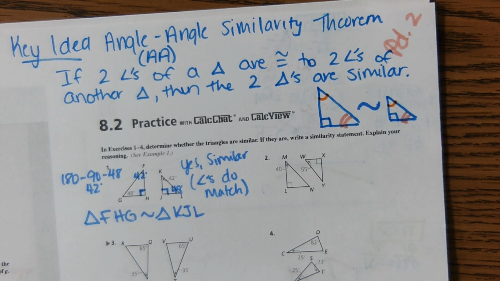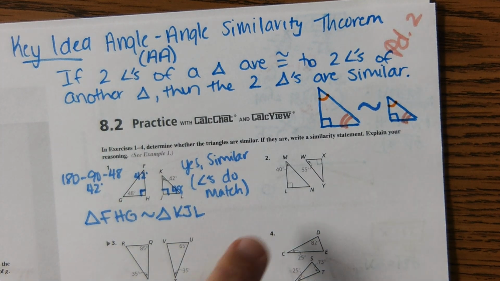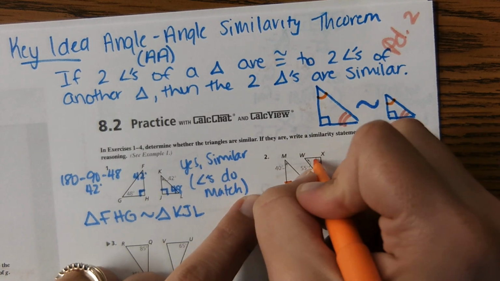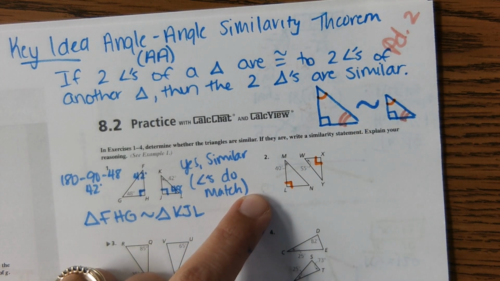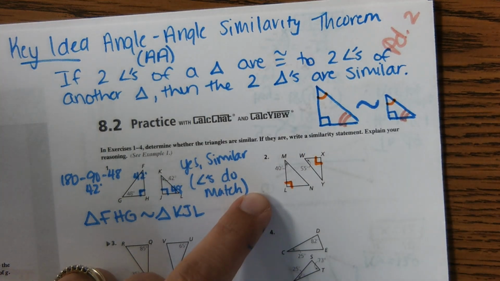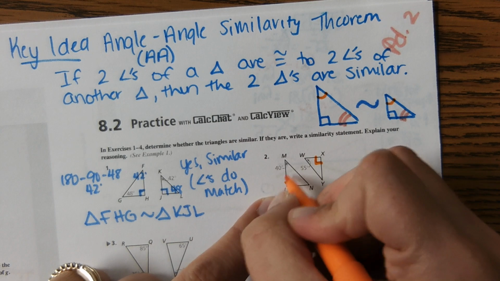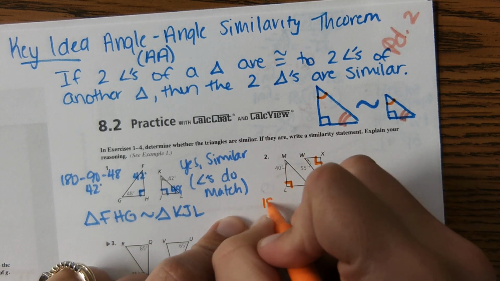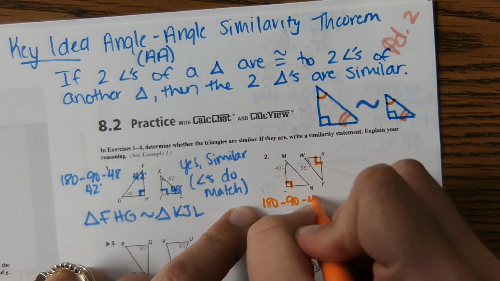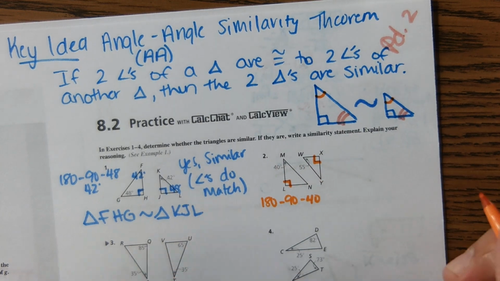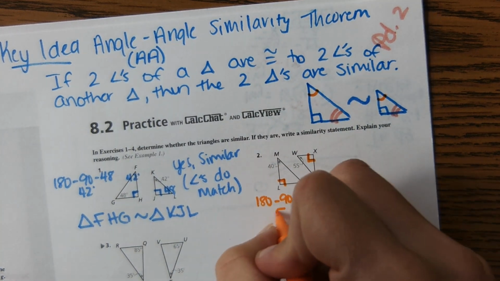Okay, number 2. So we have one angle in common here. Now we're trying to see if we have two angles in common. So for this first triangle here, I'll do 180 minus 90 minus 40 to find out this third angle. And that comes out to 50 degrees.